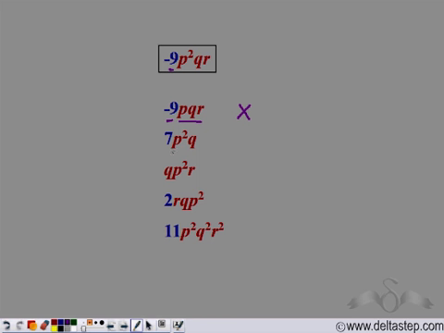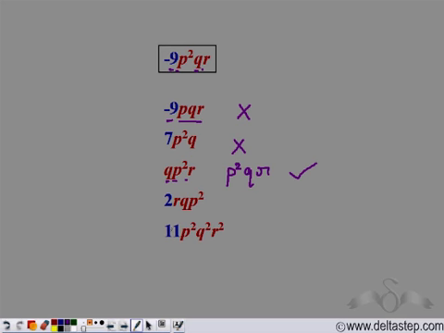What about this term? p²q is not the same as p²qr. So again, it is not a like term. qp²r. Now we have a q here, we have a q here, we have p² here, we have p² here, we have r here, we have r here. So it completely matches this term. In fact, we can write it as p²qr. So this is a like term.